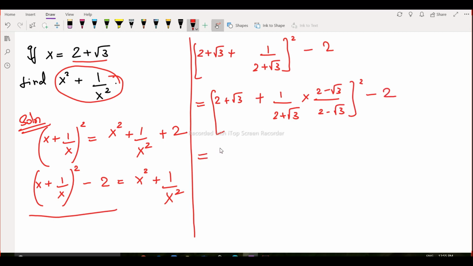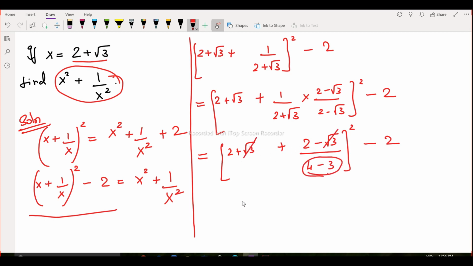So what I get is 2 plus root 3, and here I'll get 2 minus root 3. Now a plus b, a minus b is a square minus b square, which is 4 minus 3, which is 1. So now I can cancel this part. And this is 4, and 4 square is 16. 16 minus 2 is 14. So the sum becomes extremely simple.